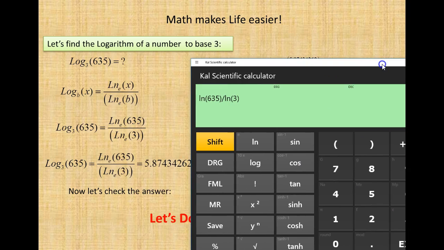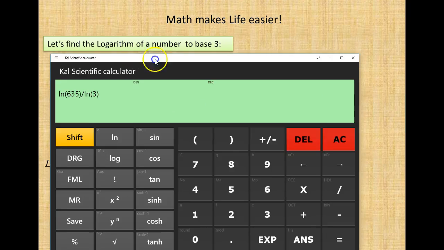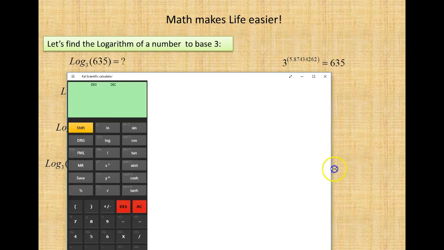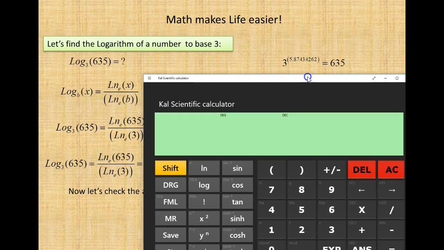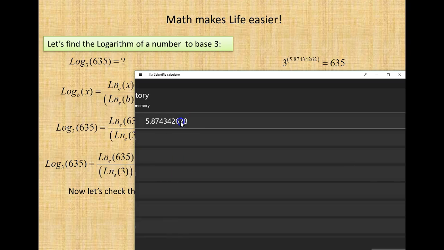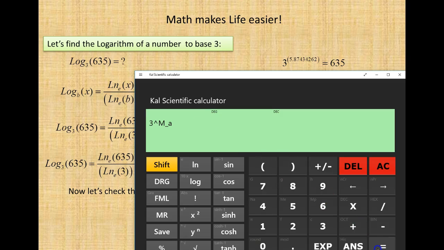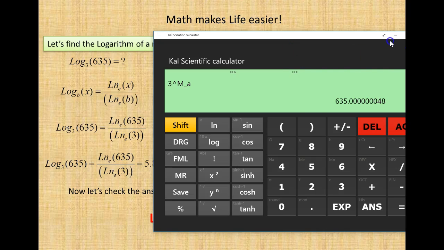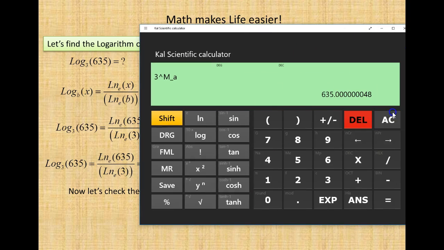Now, let me move this mic. This calculator is really huge, and I don't know if I can make it any smaller. Okay, so now let's raise 3 to this answer. So 3 raised to the power of, recall memory, 5.87 there, that's equal to, it should be 635, or rounded off, 635. There it is, 635. And so that's to the base 3. So we checked our answer, and it came out the same.